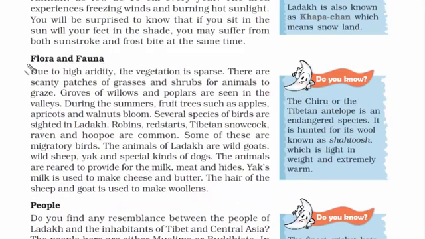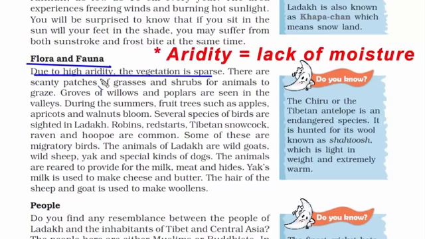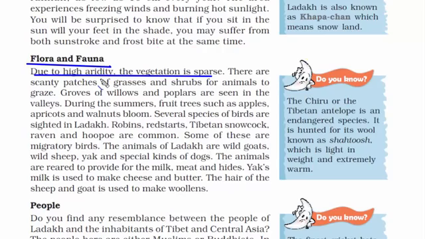Now let's read about the flora and fauna of the cold desert. Due to high aridity, the vegetation is sparse. The meaning of aridity is lack of moisture. So if there is no moisture, vegetation is not going to be there. There are scanty patches of grasses and shrubs for animals to graze. So you see, vegetation is very scanty in bits and pieces.